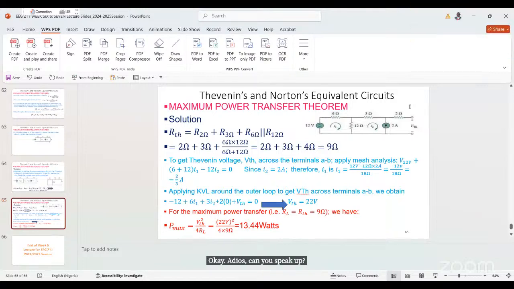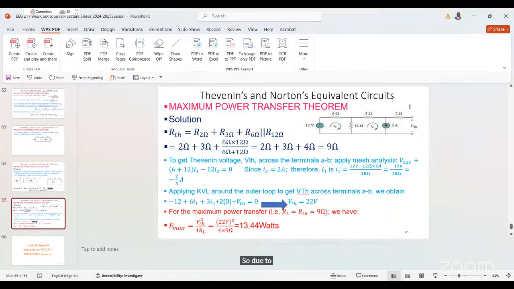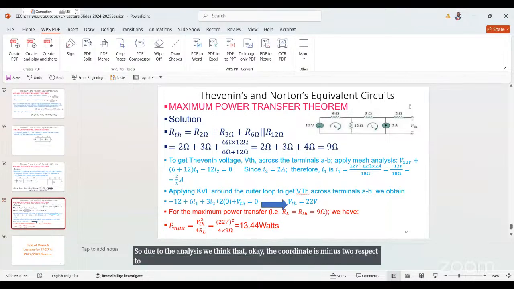If you look at the direction of the mesh current I2 around the 2 ampere, we see that it is going in the down direction, while the actual direction of the current is going up, but the direction they are taking is down, which are in opposite direction. So due to the analysis, we take that the current is -2 with respect to what we are taking.